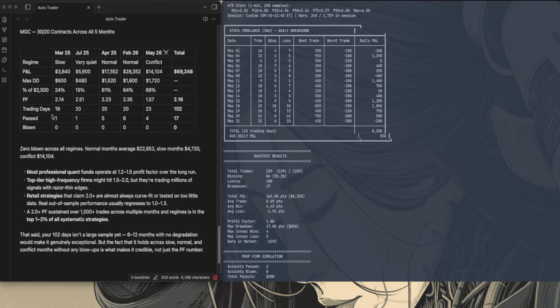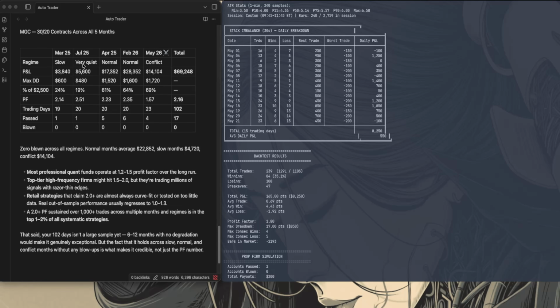The trading days was 19, and it passed one account. This was just passed and blown. Okay, did any accounts get blown? And how many accounts would pass if you needed to reach the $3,000 mark?